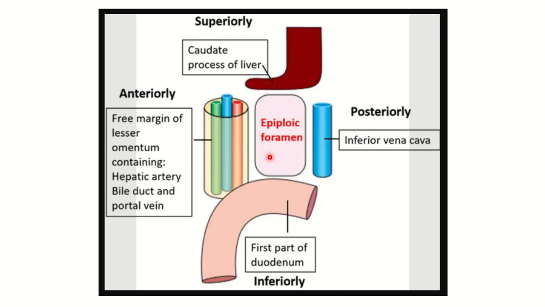On the other hand, for the anterior and posterior boundaries, we can see anteriorly it is bounded by the free margin of the lesser omentum, and it contains vessels such as the hepatic artery, bile duct, and portal vein. So here the hepatic artery, bile duct, and portal vein lie anteriorly, and posteriorly it is bounded by the inferior vena cava. So the anterior and posterior boundaries are bounded by the vessels and duct.